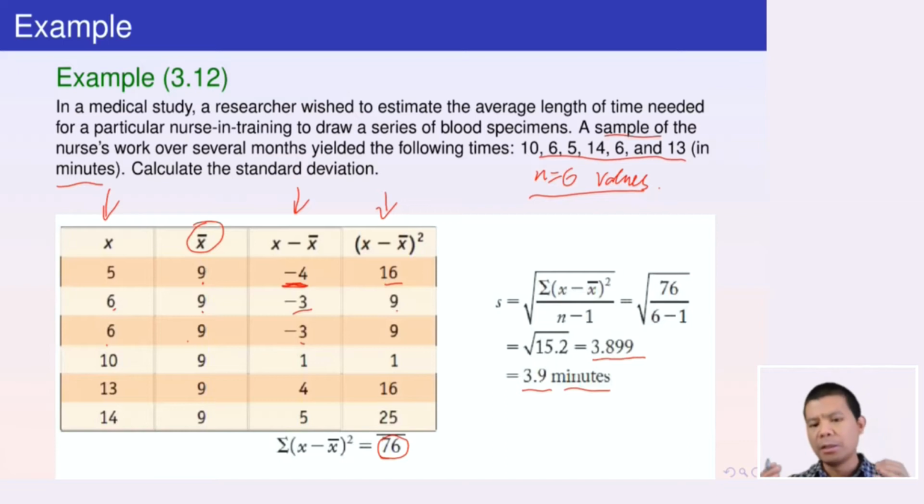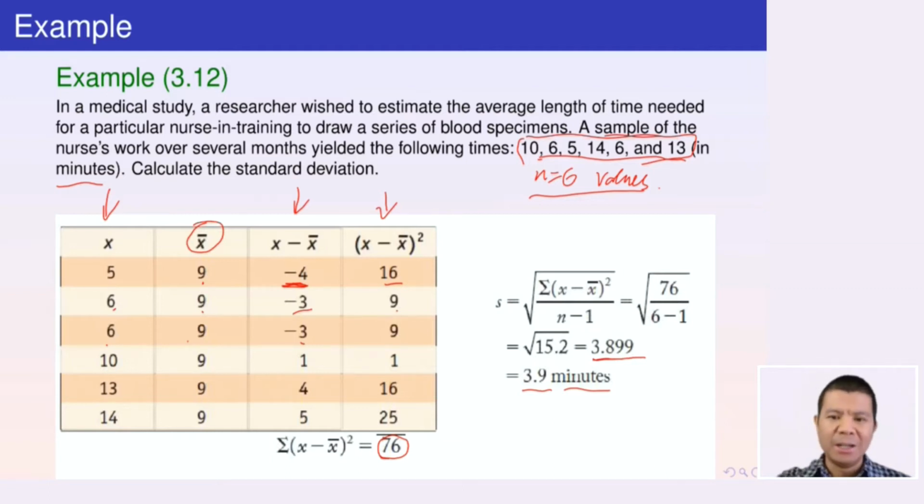And then you take the summation of all the squares. And then after you got all the values, plug in the formula. And you got a value. And finally, do round this answer to one more decimal place than the original value. Since the original values here are all integers, they have no decimal place. So our final answer will just have one decimal place.